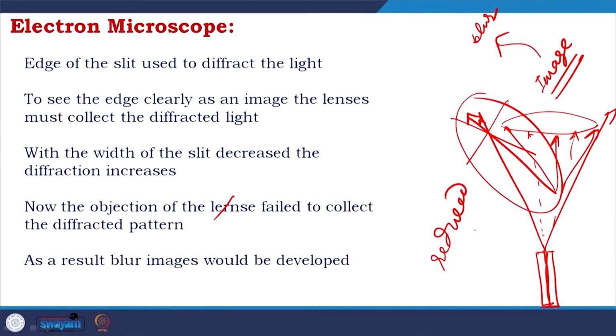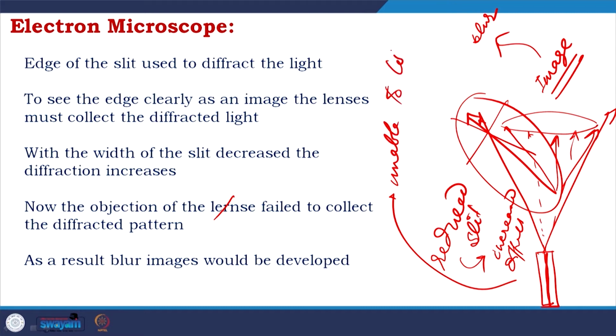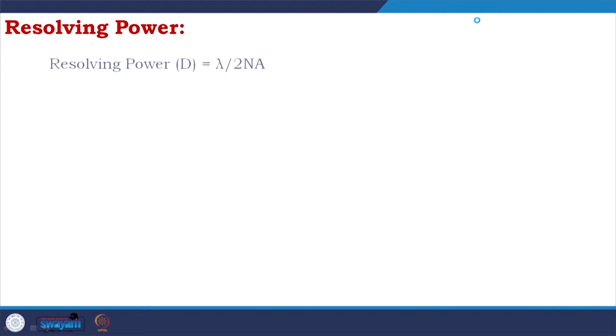When the slit is reduced, diffraction increases, and the lens is unable to collect it. So, information is missing, resulting in a blurred image. That is the problem.